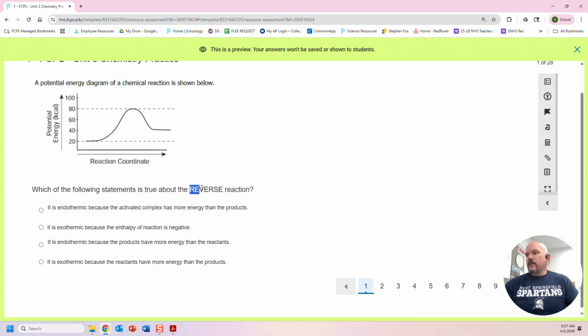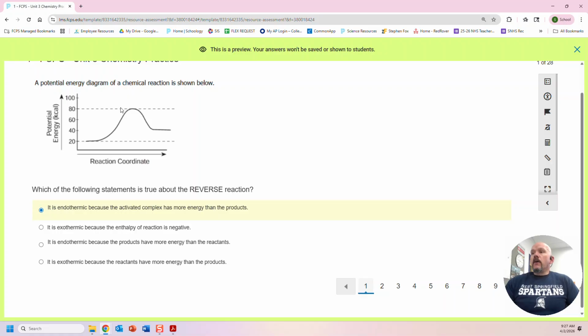So notice this question is talking about the reverse reaction. So we should be reading this chart from right to left. If they just said the reaction, we can assume it's the forward reaction, or they might say the forward reaction, so we would read it left to right. But because they're telling us it's the reverse reaction, we got to read it from right to left, okay?